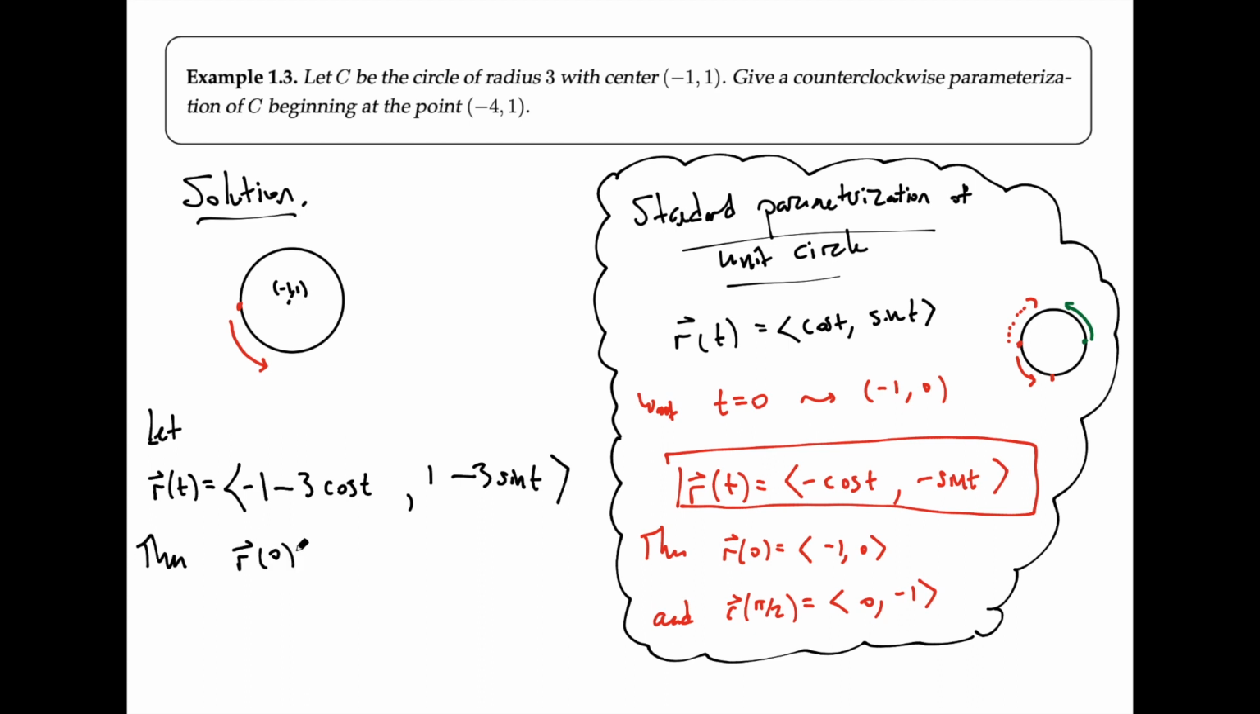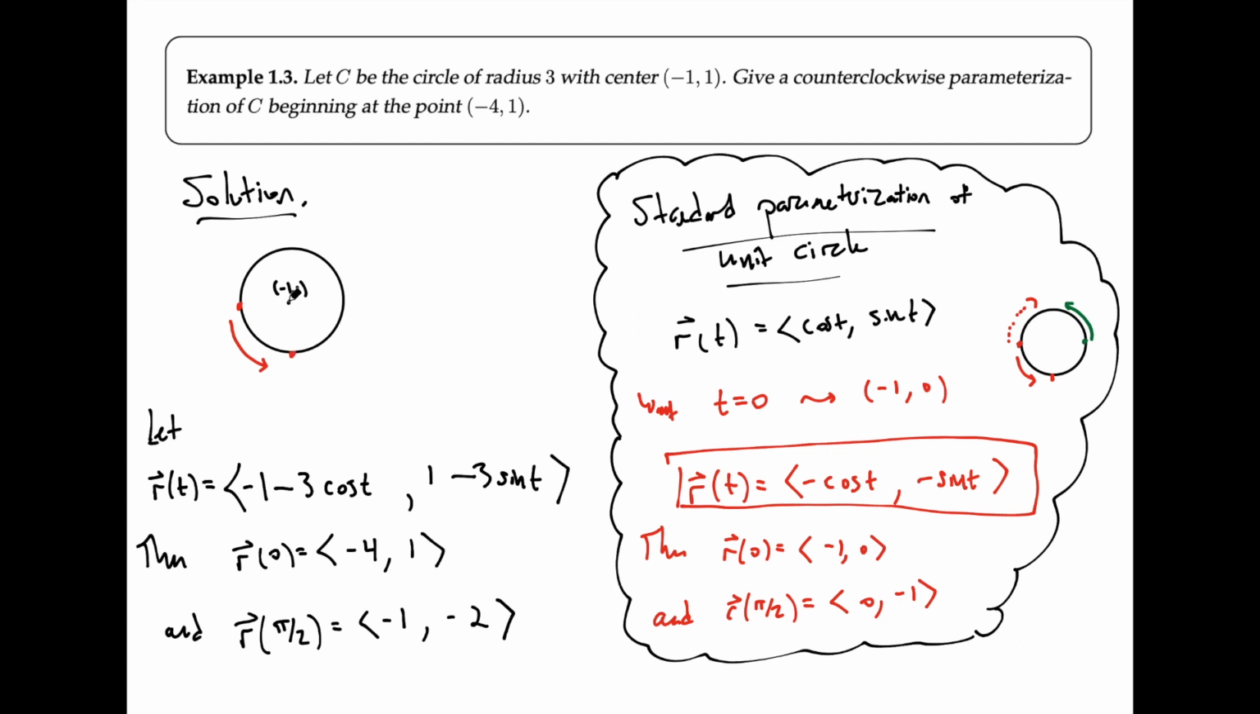r of 0 here is going to be the point: cosine of 0 is 1, so this is negative 1 minus 3, which is negative 4, and then sine of 0 is 0, so this is 1. So we do start at the correct point. Then we can check that the direction is correct by looking at our position after pi over 2 seconds, for example. When t is pi over 2, cosine of t is 0, so the x coordinate will be negative 1. And then sine of pi over 2 is 1, so this will be 1 minus 3, which is negative 2, which is in fact the point at the bottom of the circle.